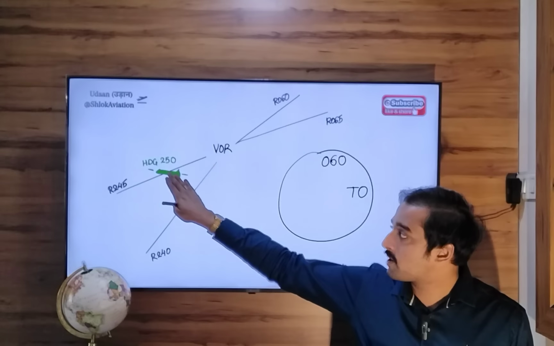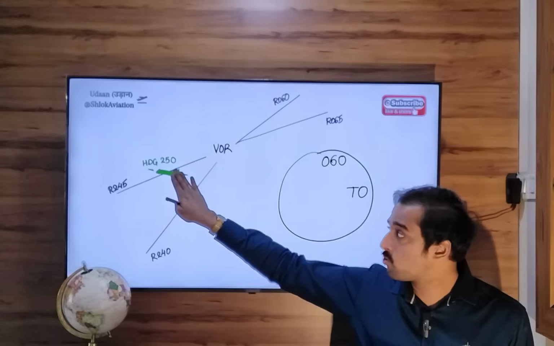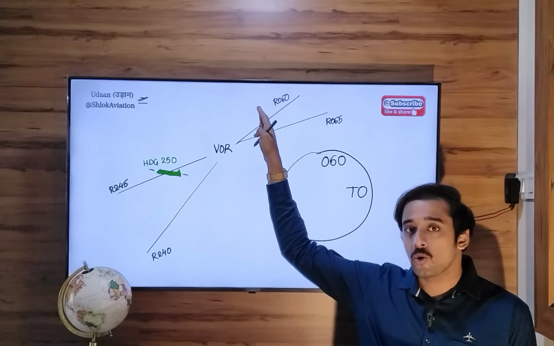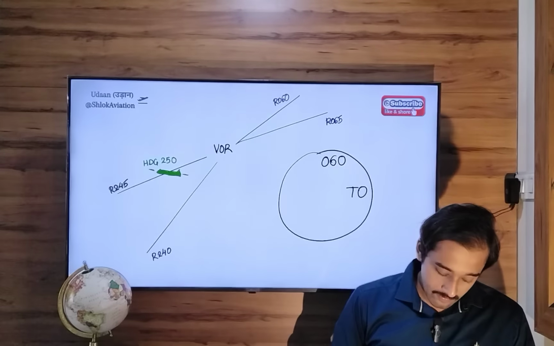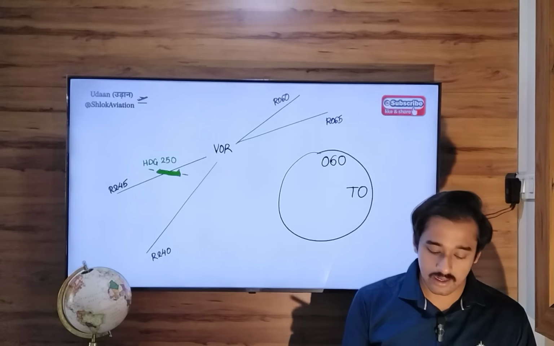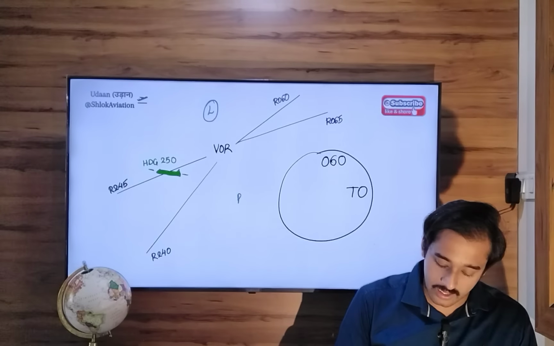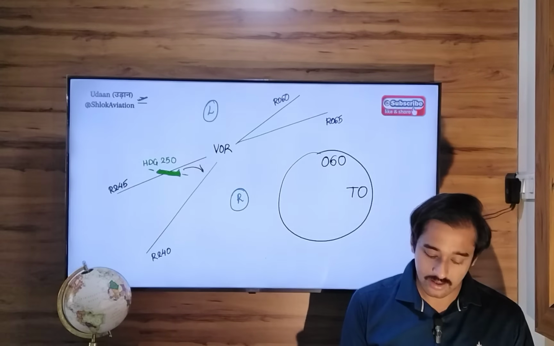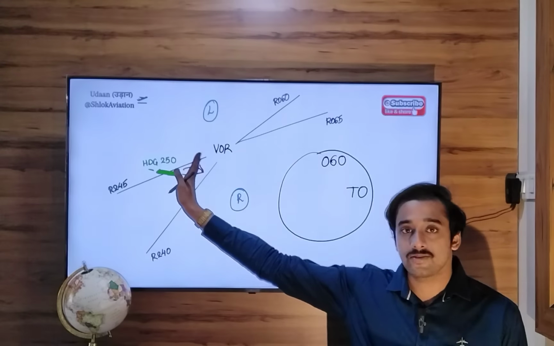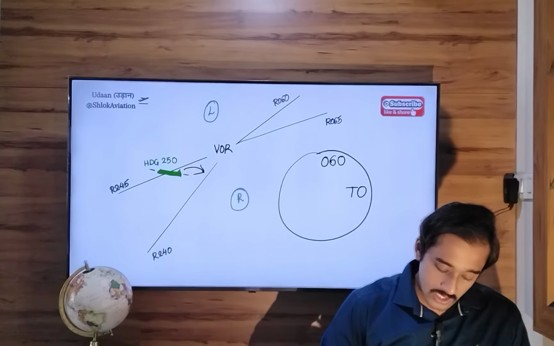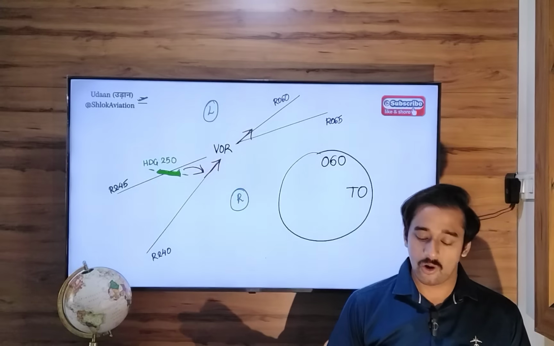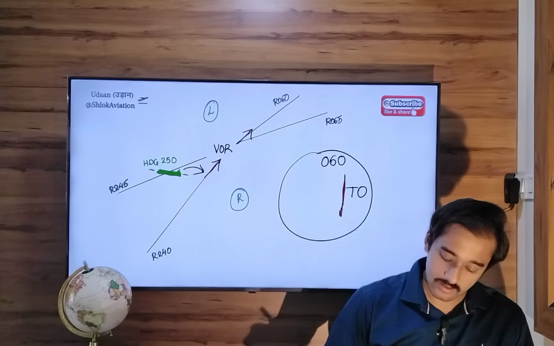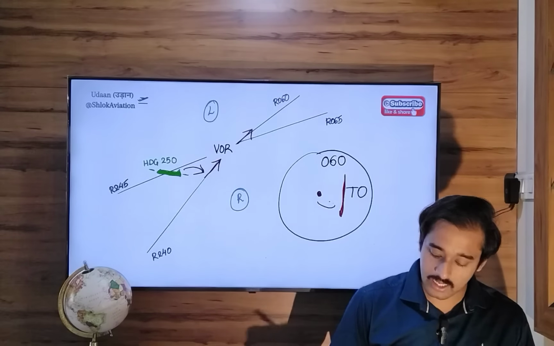Now, currently you are on radial 245. If you follow radial 245 inbound, you go to radial 065. You don't want to go to 065, you want to go to 060. To make that happen, you will have to make a turn, left or right. Now going inbound, this is your left, this is your right. So the CDI indication will tell you to turn right hand side so as to change your radial from 250 to 240 and then follow this radial 240 inbound. So the needle will go towards right hand side.